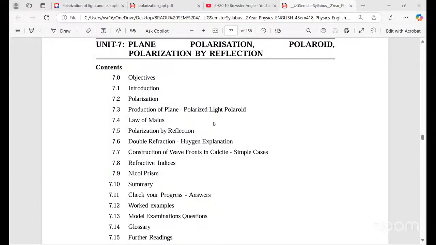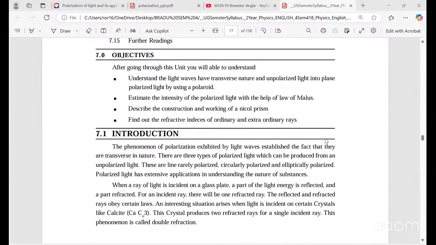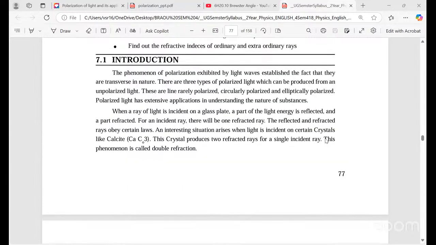And the other one is the refractive indices and Nicol prism. By using these different applications, you can easily understand the concept of polarization. So we can go to the introduction part of polarized light.